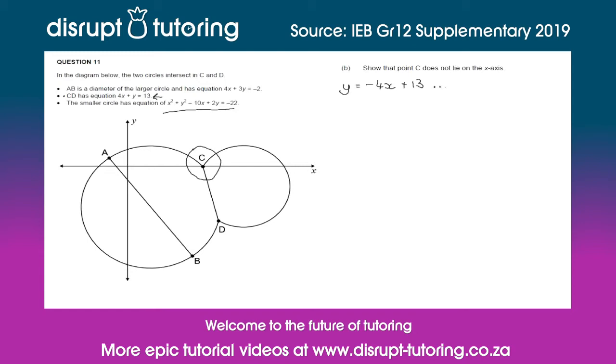This is going to be equation number 1. Equation number 2 will be this equation that they've told us. So I'll just rewrite it as x squared plus y squared minus 10x plus 2y equals negative 22. So as I said, this is going to be equation number 2.